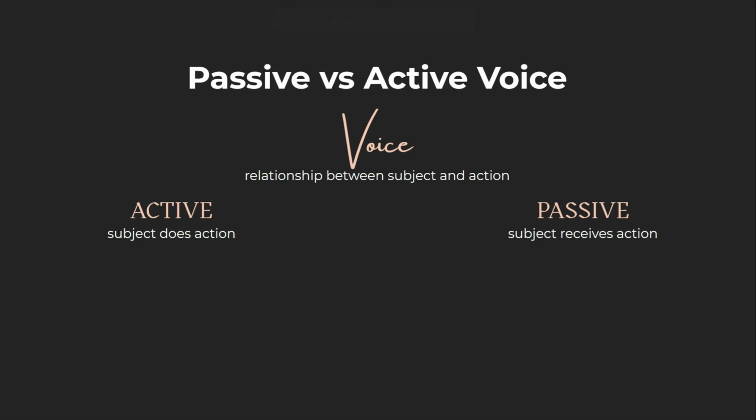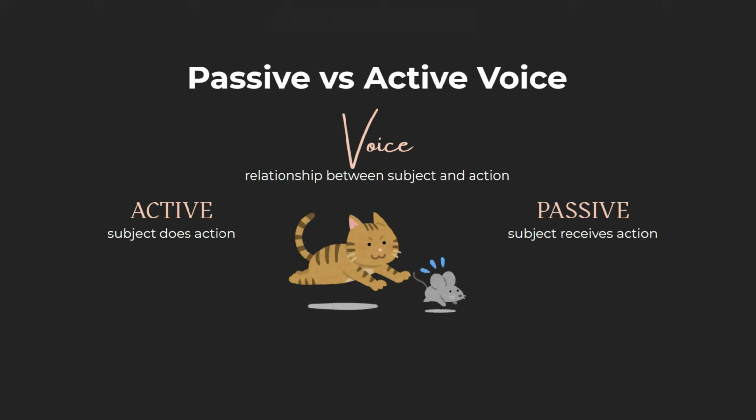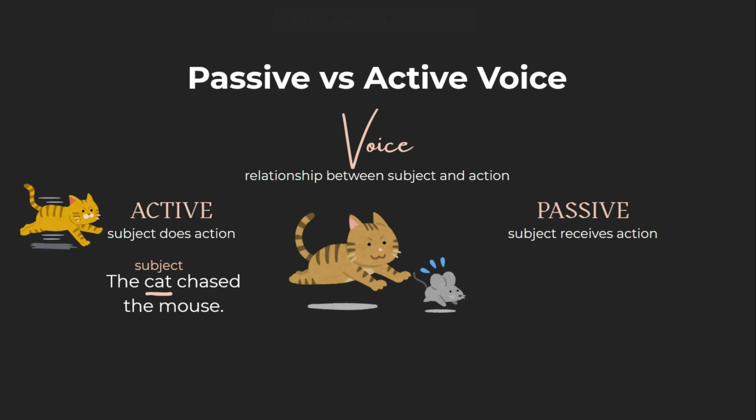Let's say we're discussing a cat chasing a mouse. We could say, "The cat chased the mouse." In this sentence, the cat is the subject and it's doing the action of chasing. Because the action is assigned to the subject, this sentence is active.